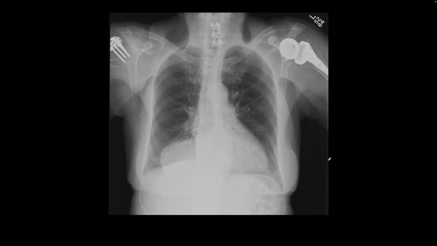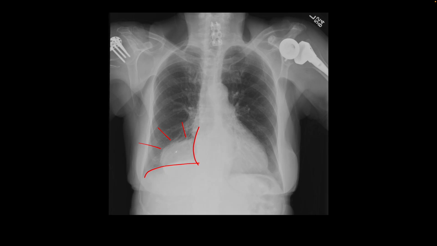This is our next patient. We are looking at a single frontal view of the chest, and here there is an opacity that is abnormal in the right lower lung zone. There is preservation of the silhouette of the right hemidiaphragm, and so this opacity is not in the right lower lobe. There is also preservation of the silhouette of the right heart border. That means that this opacity is also not in the right middle lobe.